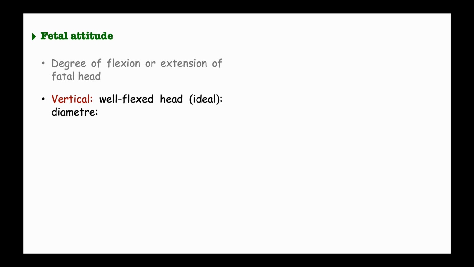So we may have the vertical or the vertex, which is a well-flexed head. And this is the ideal attitude that we want the fetus to assume. And the diameter that is involved is the suboccipitobregmatic, which is 9.5 centimeters. In this attitude, the chin of the fetus is touching the chest of the fetus, and so the head is well flexed.